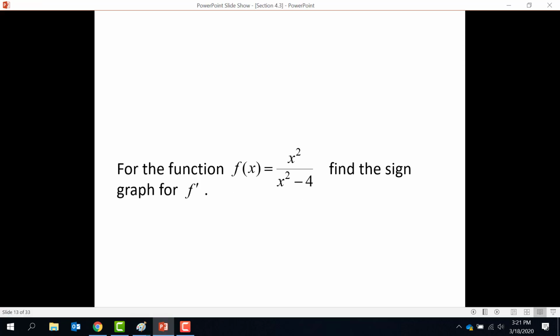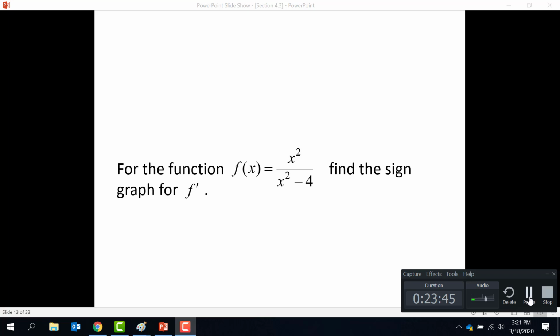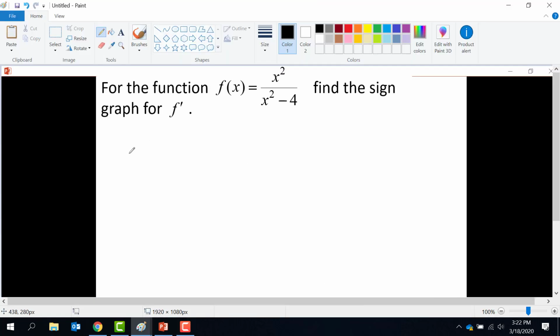Next, we want to look at the sign chart for the first derivative. To do that, we first have to figure out what the first derivative is. So again, quotient rule: derivative of the top, 2x, bottom left alone, x squared minus 4. Take the minus, leave the x squared alone, take the derivative of the bottom, 2x. And then on the bottom, we get the bottom squared.